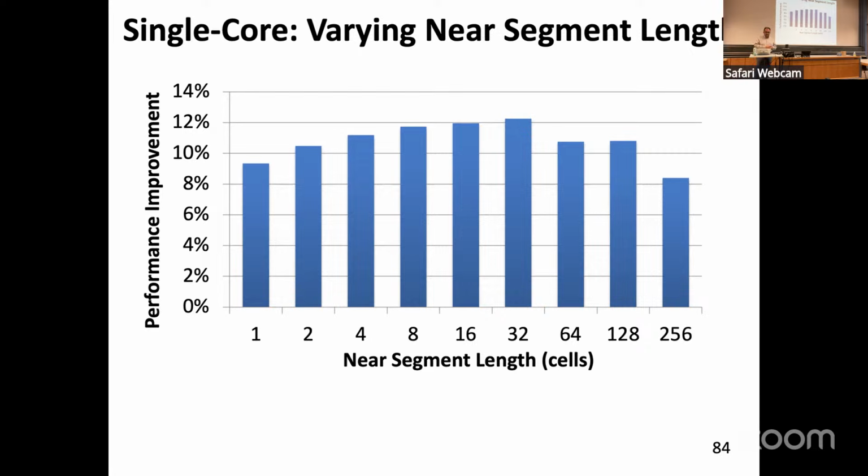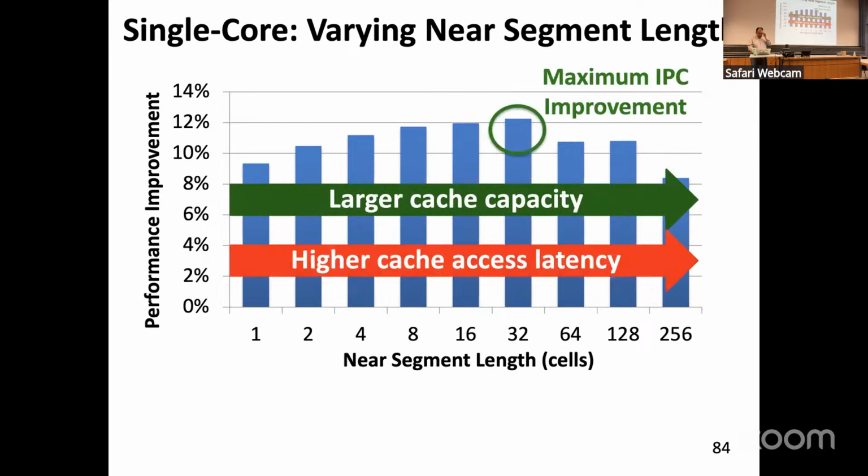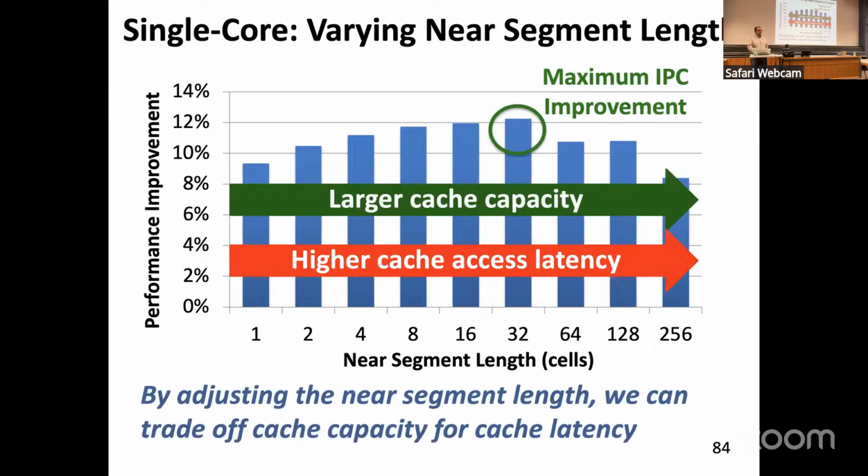So of course, again, there's going to be a sweet spot. In our experiment, we actually get to 32. So having 32 cells or rows in your near segment provides a good balance between a high-capacity cache and also low latency for near segment accesses. Okay, makes sense? Yes.